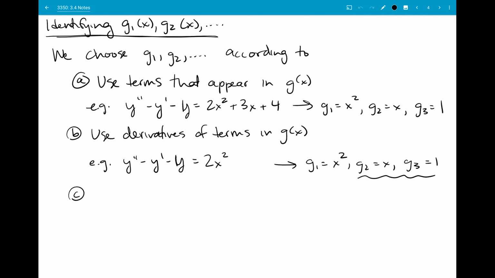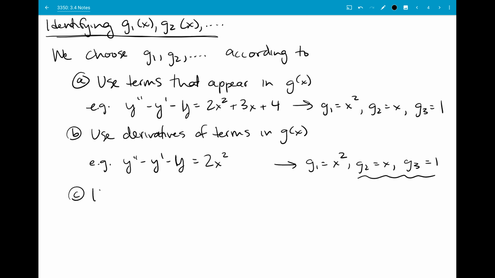Okay, so we've done two examples so far that covered our first two principles for how we build our particular solution, the way that we choose the functions that belong inside of it. First one was using terms that appear in G. Our second one was using derivatives of terms that appear in G. And our last one is a little bit more complicated.